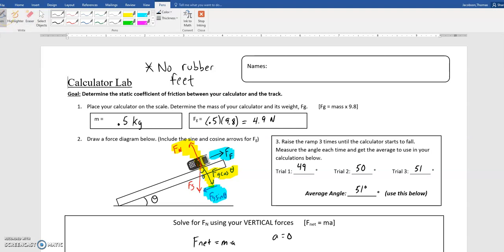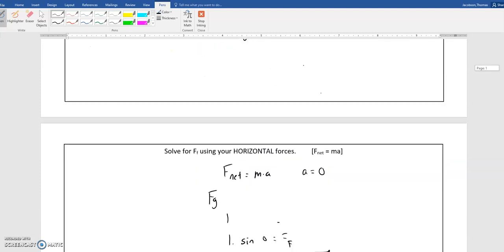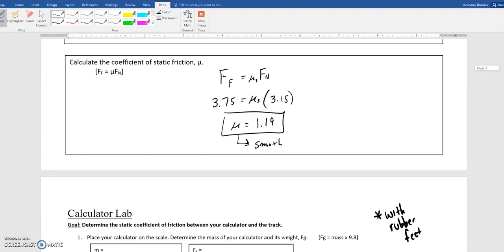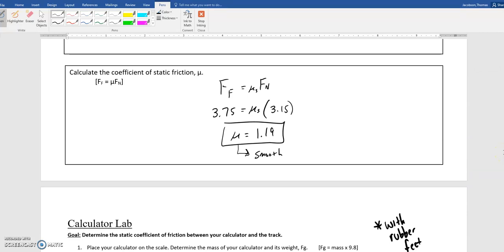I bet you with no rubber feet on your calculator, just your calculator on a smooth track, it might be 0.1, 0.2, or 0.3, depending on your calculator. And when you have rubber feet on, you're probably going to get maybe 1, 1.5, 0.8, 0.9. So I actually just made these numbers up, and it actually came out higher than I would have expected. So just be aware of that.